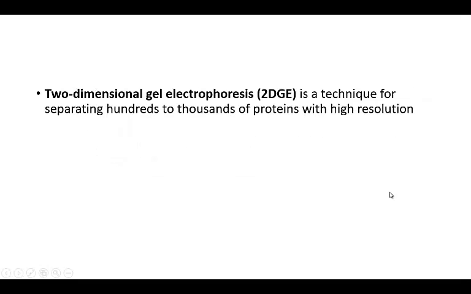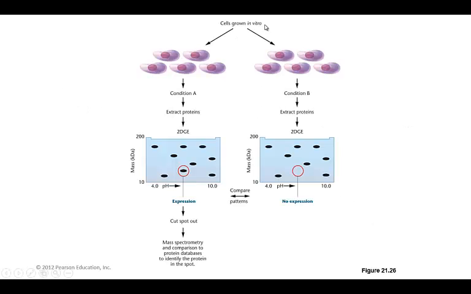One of the techniques you can do for this is called 2D Gel Electrophoresis. It's a technique for separating hundreds to thousands of proteins with a high resolution. So what you do, you've got your cells or tissue that you're growing in vitro. You give some of them condition A, some of them condition B, one of them might be a control, one of them might be an experimental variable. You'll grow these cells up, you'll extract the proteins, you run them on a 2D gel.